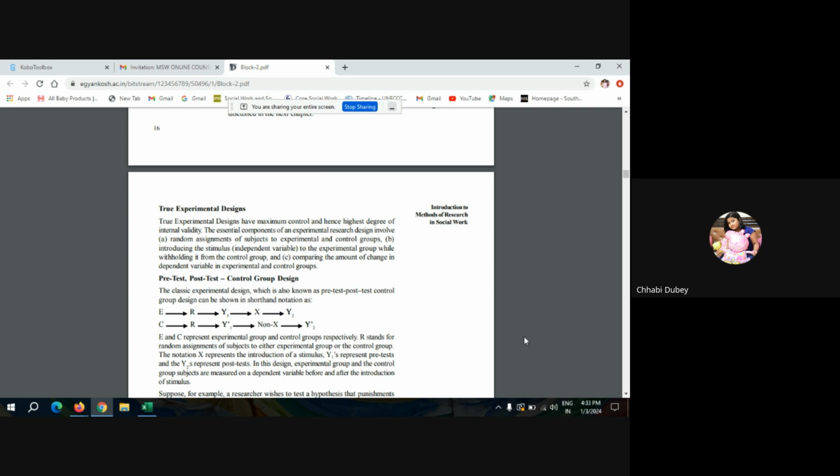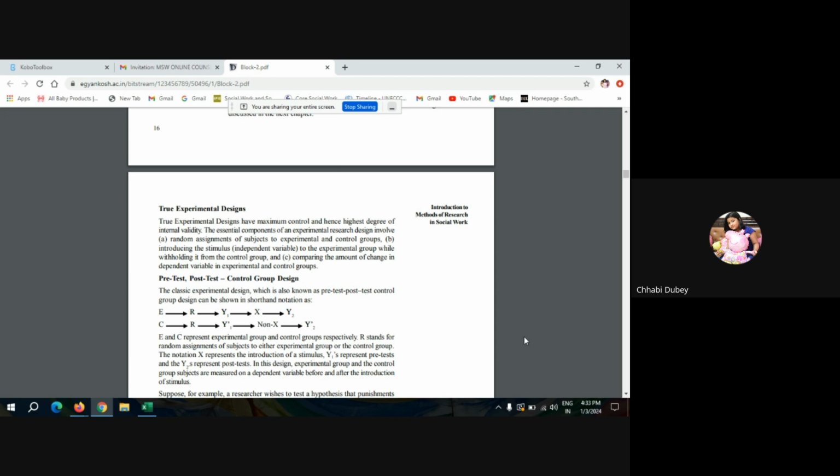So here you will have an experimental group and a control group, and the subjects assigned to these groups will be chosen randomly. The second component is introducing the stimulus, or the independent variable which is causing the changes, to the experimental group while withholding it from the control group. So you will introduce the stimulus to the experimental group, but you will not introduce the stimulus to the control group.